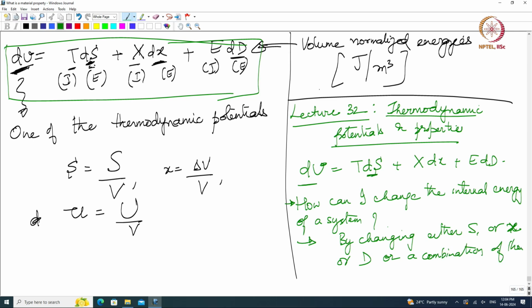That is the dS. dS means I change the entropy, dx means I change the strain, dD means it is a change in the displacement, or the charge on the capacitor, right. So here my cause, or the independent variables, are typically S, the entropy, x, which is the strain, and D, which is the displacement. In some sense, these are all extensive quantities.